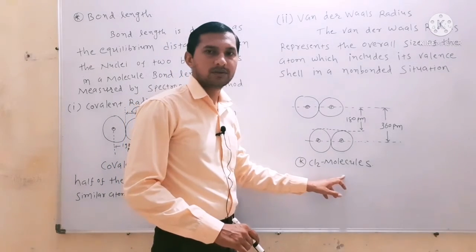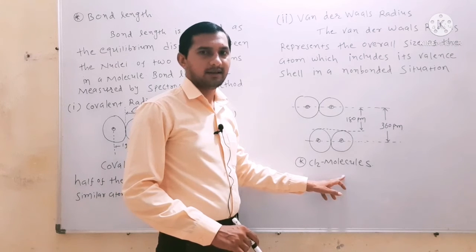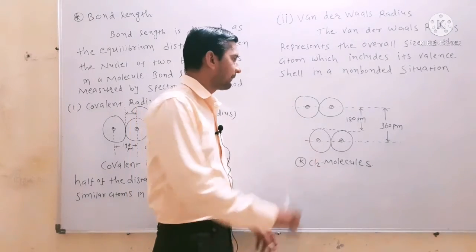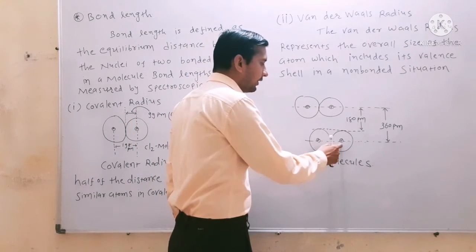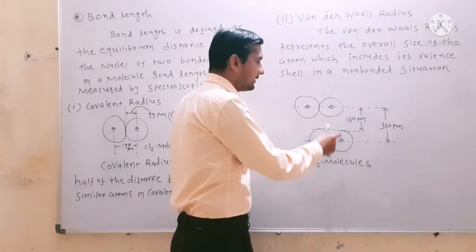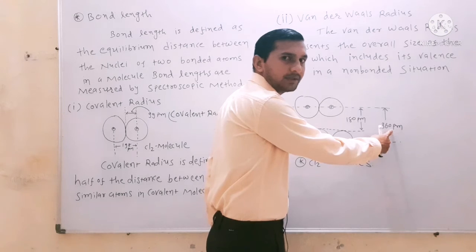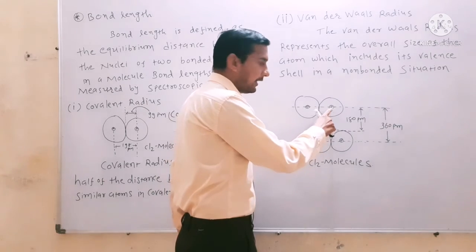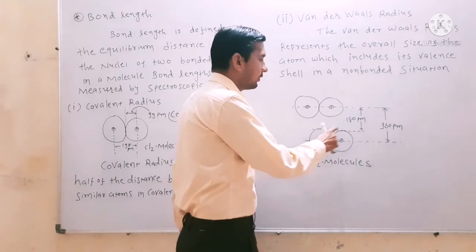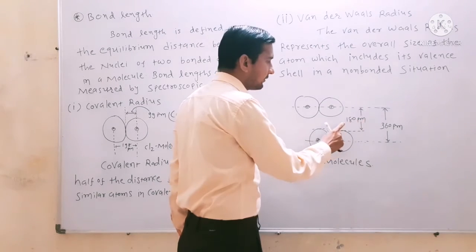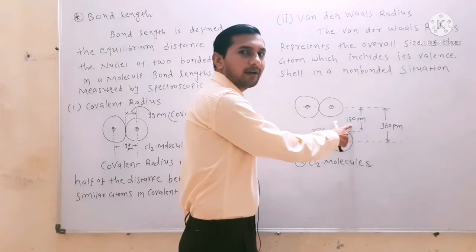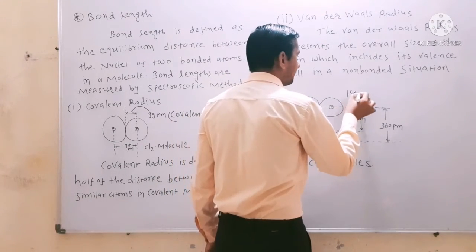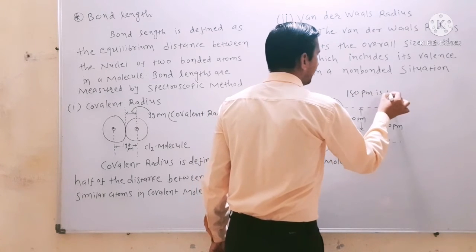Consider Cl2 molecules for understanding van der Waals radius. Here we have two Cl2 molecules. The distance between the nuclei of these two molecules is 360 pm, and the distance between the nucleus of one molecule and the core electron of another molecule is 180 pm. So this 180 pm is the van der Waals radius of the given Cl2 molecule.